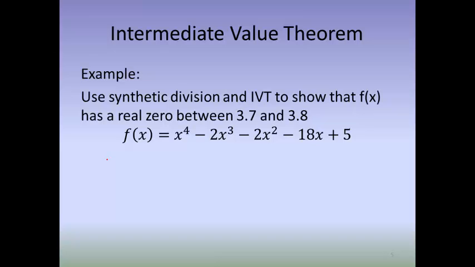Let's try another one. We're going to use synthetic division here to show that there is a 0 between 3.7 and 3.8. So you might want to grab your calculators for this one because we're going to do a little bit of multiplication. So have your calculator ready to go. Pause the video if you need to grab it. And let's go ahead and try to find f of 3.7. So we'll set up our synthetic division.